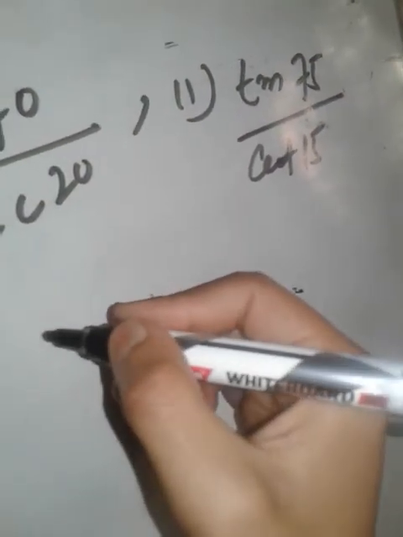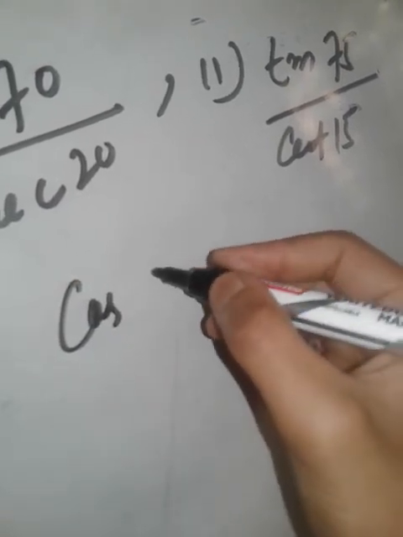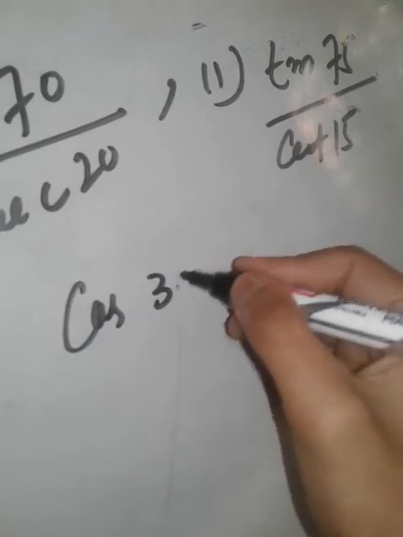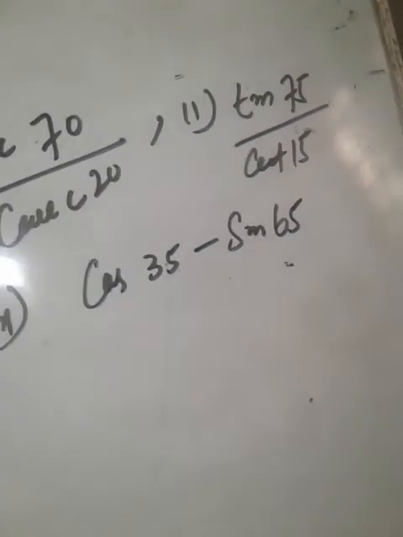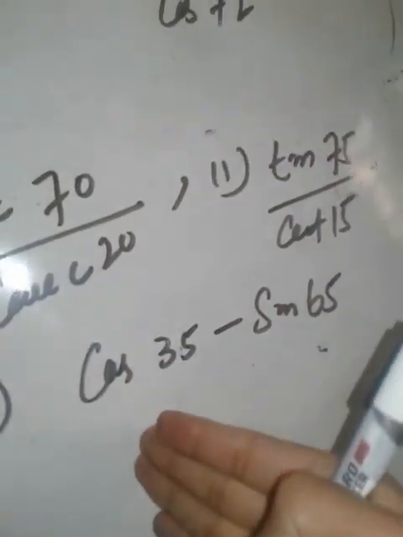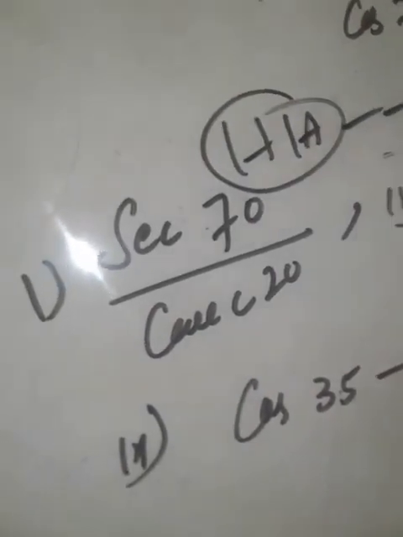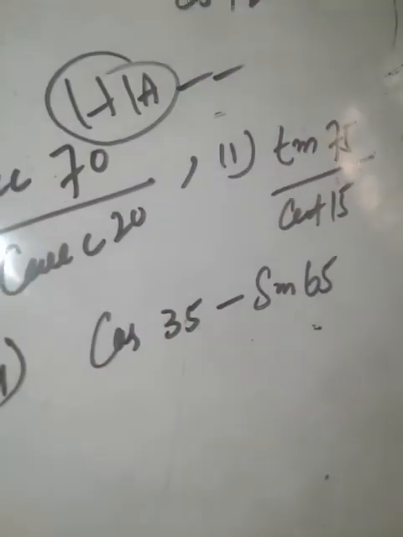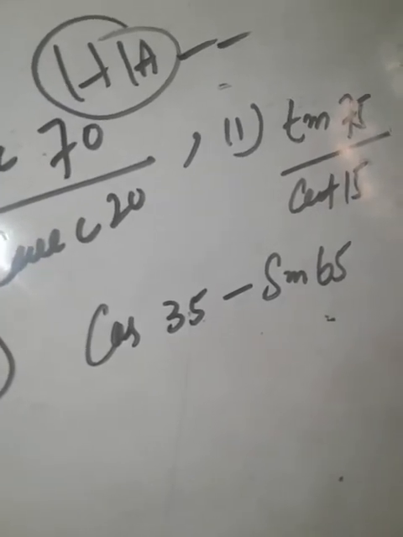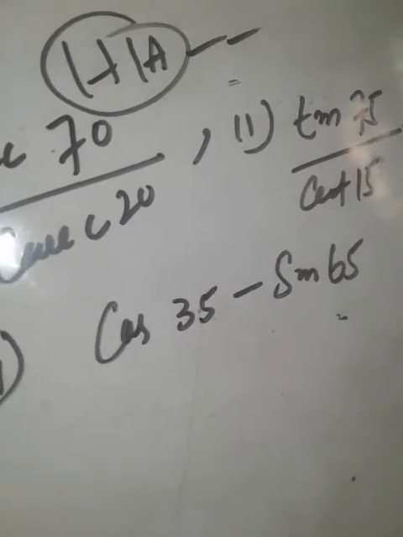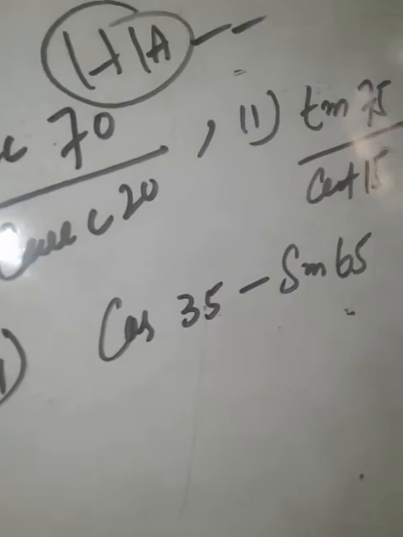Part 3: find the value of cos 35 minus sine 65. So you have to find the values of these. These are some home assignments, an exercise for you, and you will do it on your own. If you find any difficulty in doing these, please mention it in the comment box and I will explain it to you.